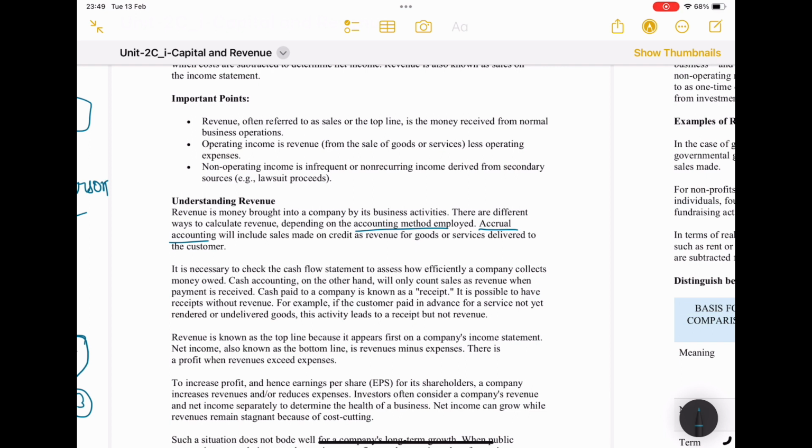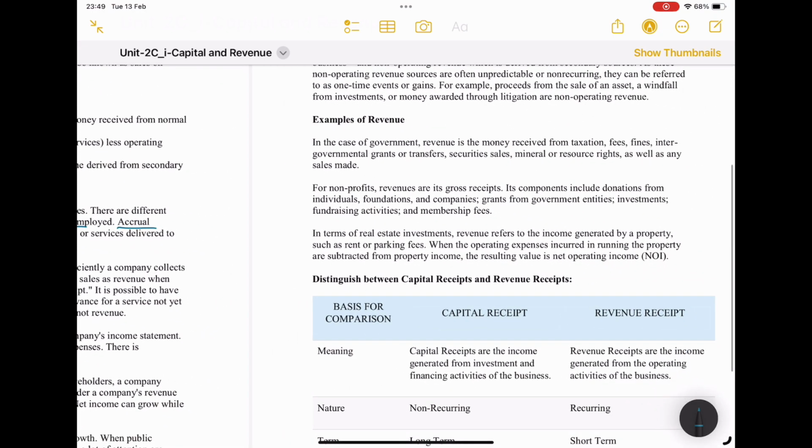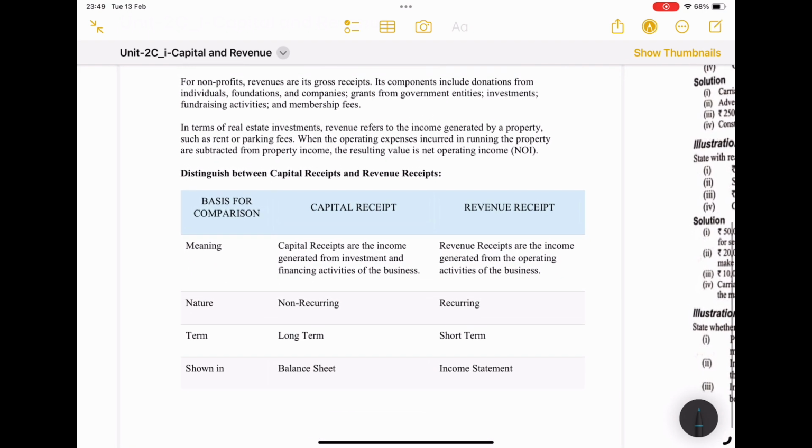This is the basic bottom-line understanding of the concept. Whatever statement they might give, you should read it, understand it, then you can answer it. So I'll move on to the basic difference between capital receipt and revenue receipt. Basic comparisons here.